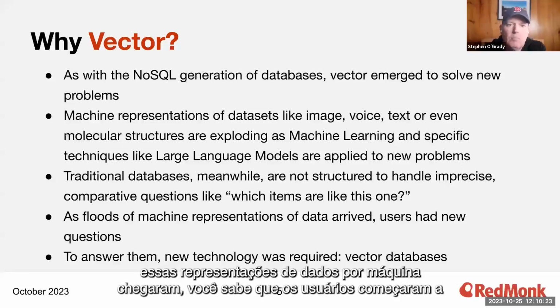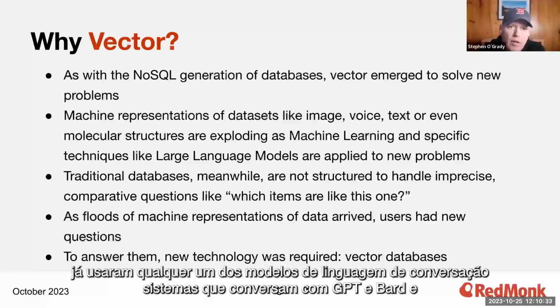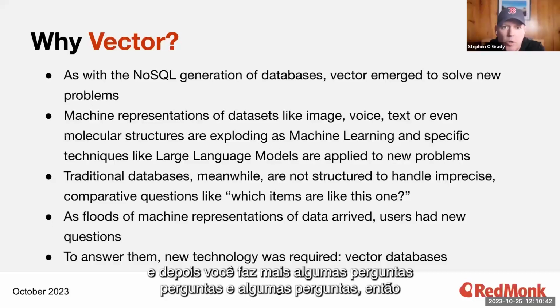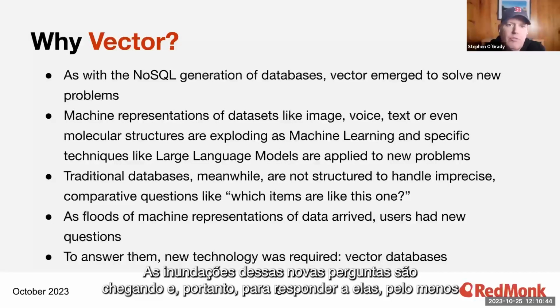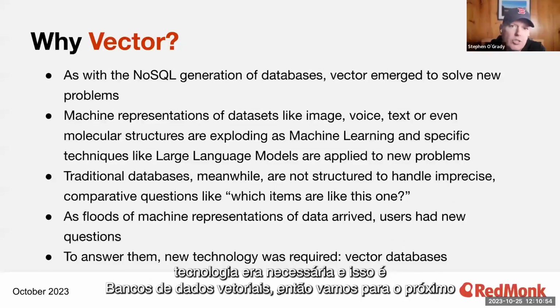So as floods of these machine representations of data have arrived, users began to generate all sorts of new questions. And probably any of you who have used any of the conversational LLM systems, ChatGPT and Bard and otherwise, have probably experienced this. You can ask it a question, and then you ask a couple more questions and a couple more questions. So floods of these new questions are arriving. And so to answer at least classes of these questions, a new technology was required, and that's vector databases. So we can go to the next slide.